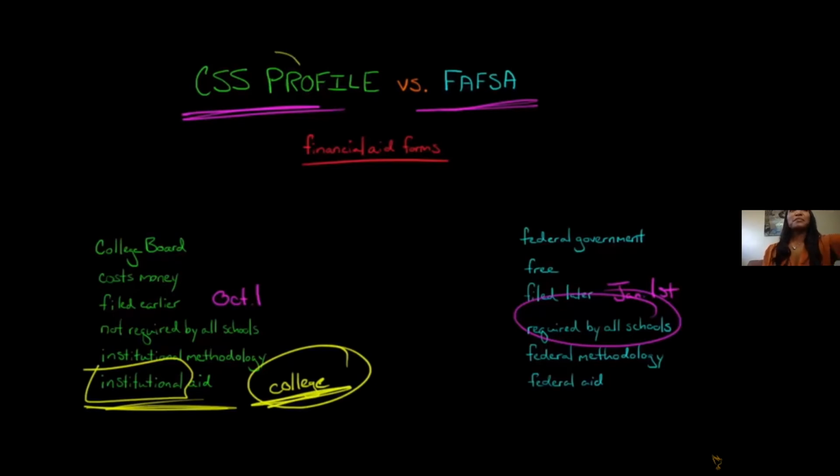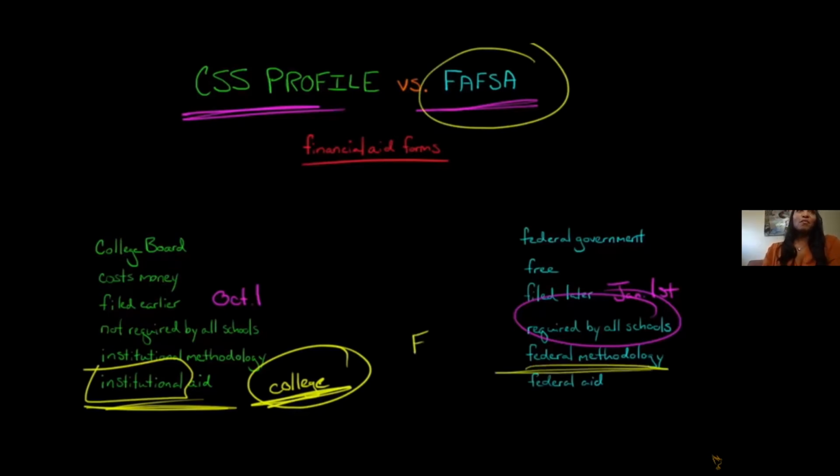So the college will look at the CSS profile and say, based on that, how much money in need-based grants should our college give to this student? Now, the FAFSA form uses the federal methodology to calculate the expected family contribution, or EFC, for the student, which is used to determine how much federal aid the student is eligible for. Federal aid includes things like the Pell Grant and so forth.